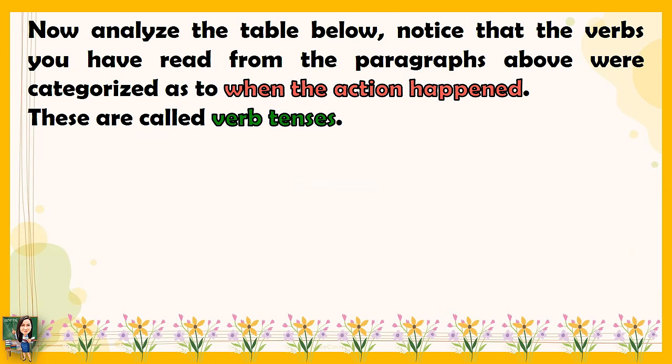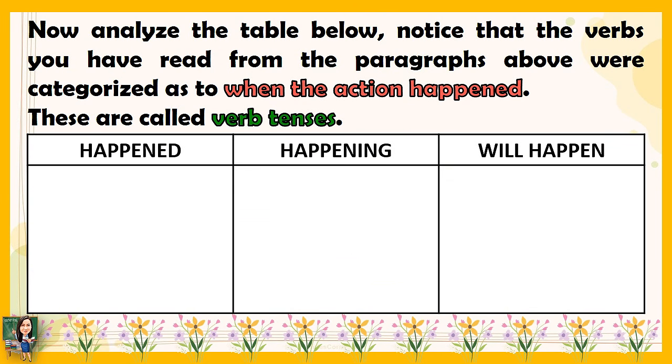Now, analyze the table below. Notice that the verbs you have read from the paragraphs above were categorized as to when the action happened. These are called verb tenses. In the first column are the verbs that happened. In the second column are the verbs that are happening. And in the third column are the verbs that will happen.